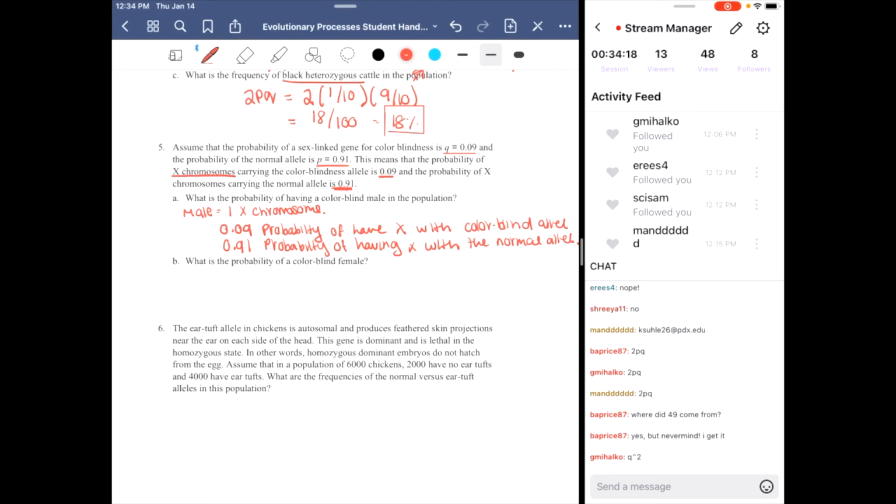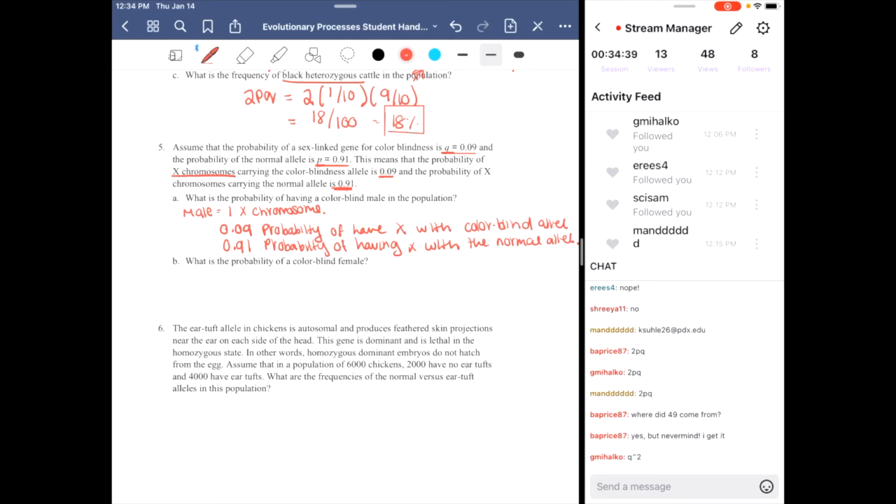And this is because they're giving us the q and the p, and because male only have one X chromosome, we don't need to square that because that would indicate that there are two alleles that can carry that gene, but for male, there is only one allele that can carry a sex-linked gene.